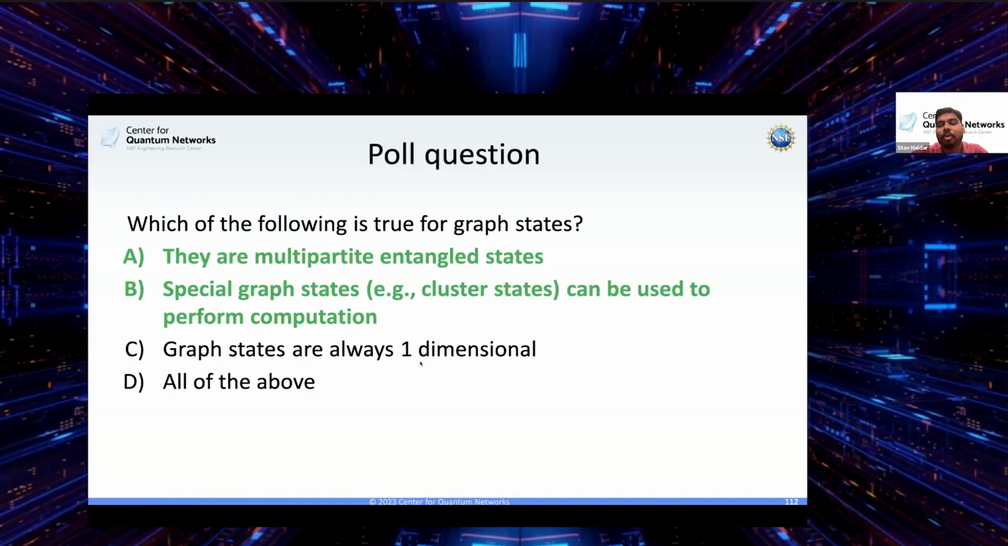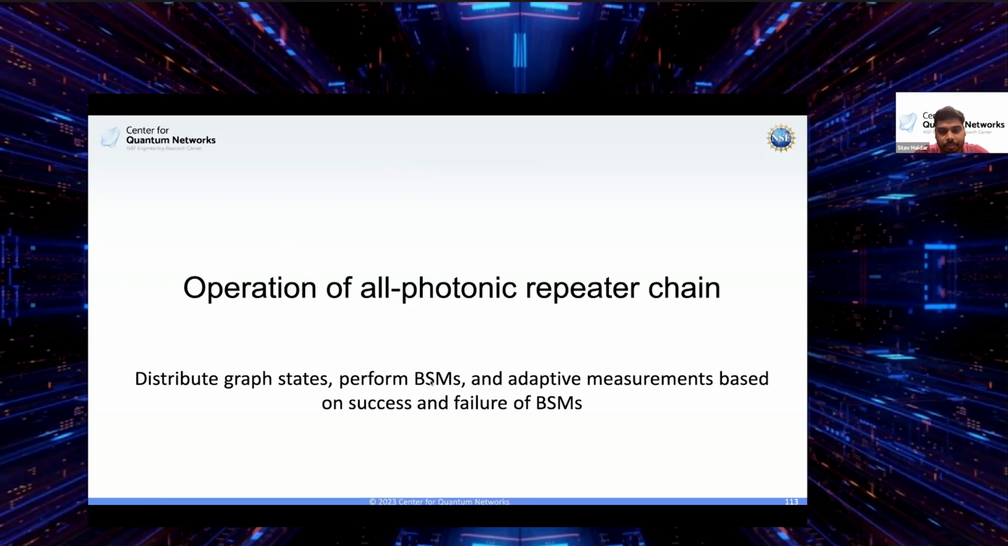No, graph states don't need to be always one-dimensional. We just saw the repeater graph states. They were two-dimensional, right? As in the coordination number was greater than 2. So they can be two-dimensional. They can be higher dimensional as well. But for our purposes, we will need 2D graph states.